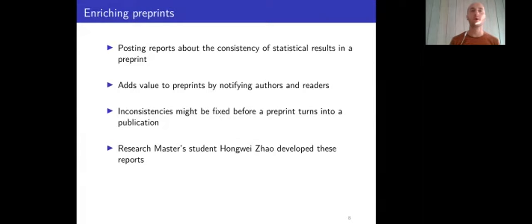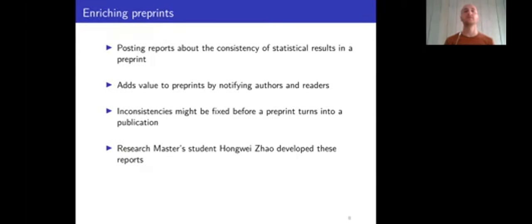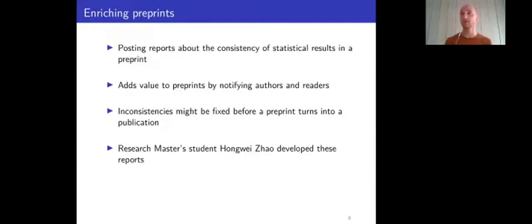And such a report will add value to the preprints, because it notifies the authors and also the readers whether there are any statistical inconsistencies in a preprint. And I think what is very good about this is that if inconsistencies are observed in a preprint, they can hopefully still be fixed before a preprint turns into a publication.